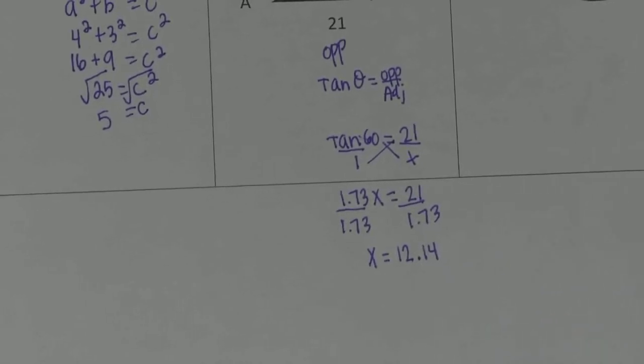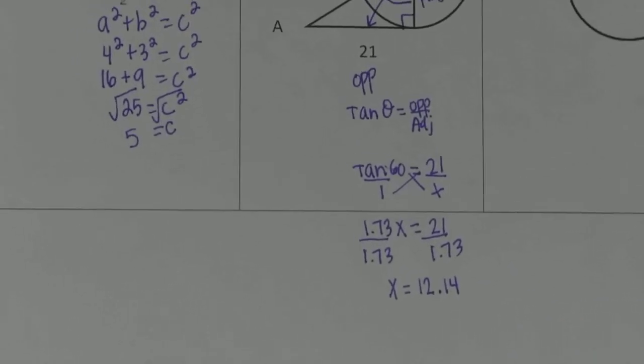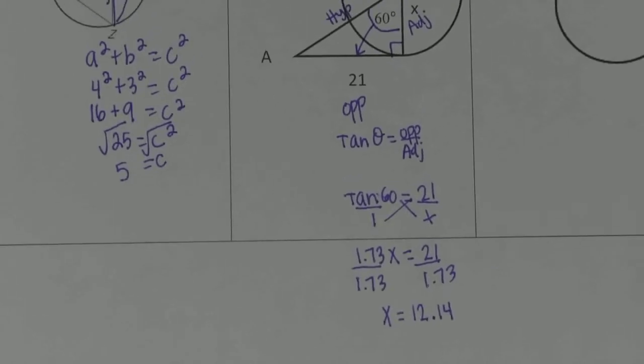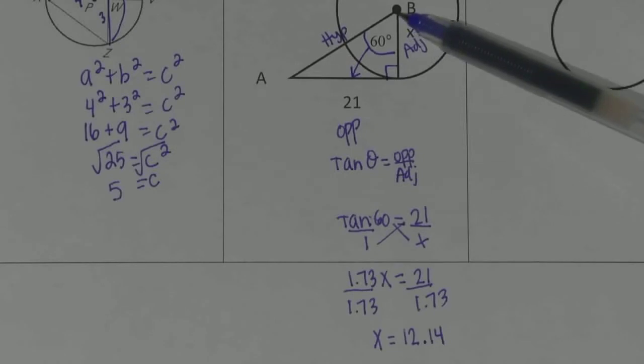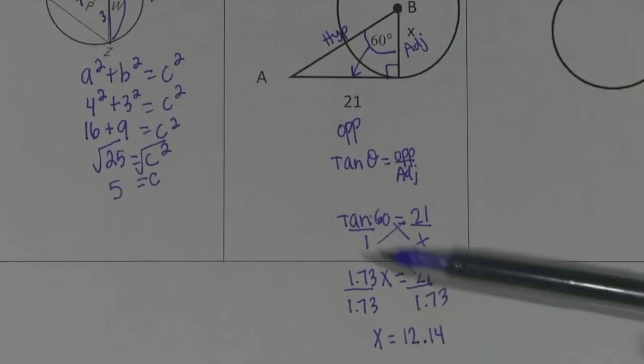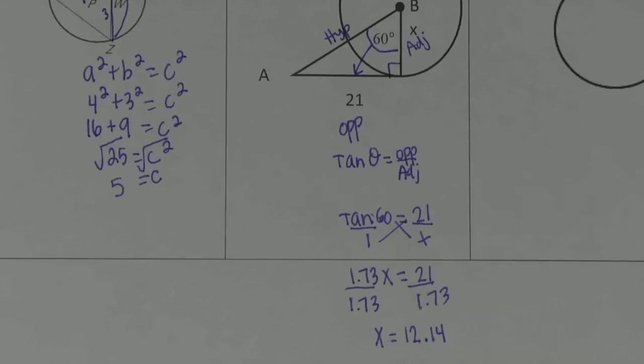All right, so I guess the point on this problem is to remind you that the rules that we've used with right triangles still apply. You can still use all the right triangle rules that we've learned when you're looking for the missing side, okay? And what we did was we actually found the length of the radius this time, right? So our radius is 12.14 in length.